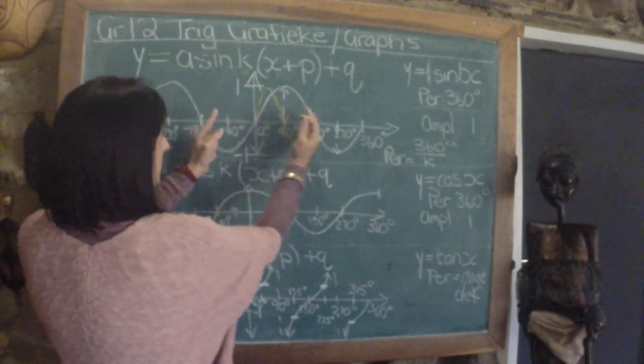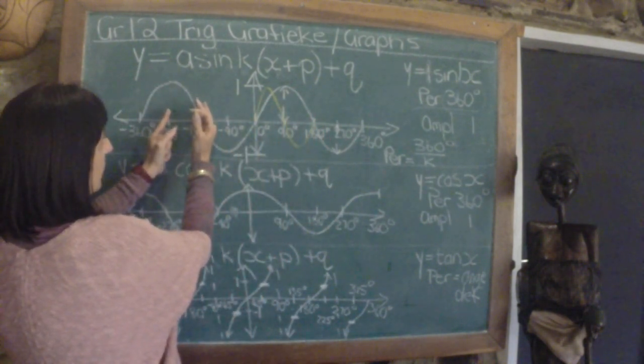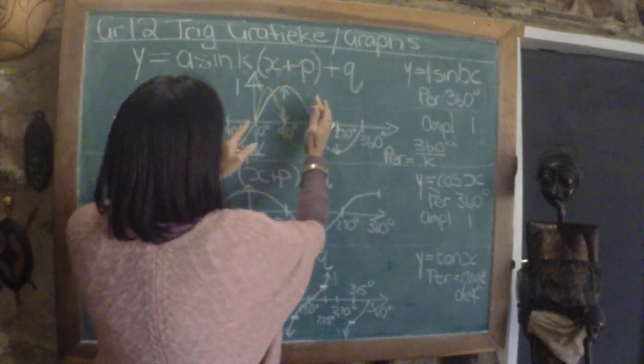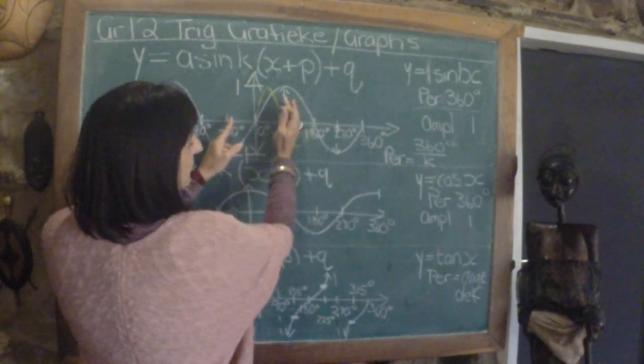The whole function is simply shifted to the left. Say for instance it was x plus 30, then it shifts it 30 degrees to the left.